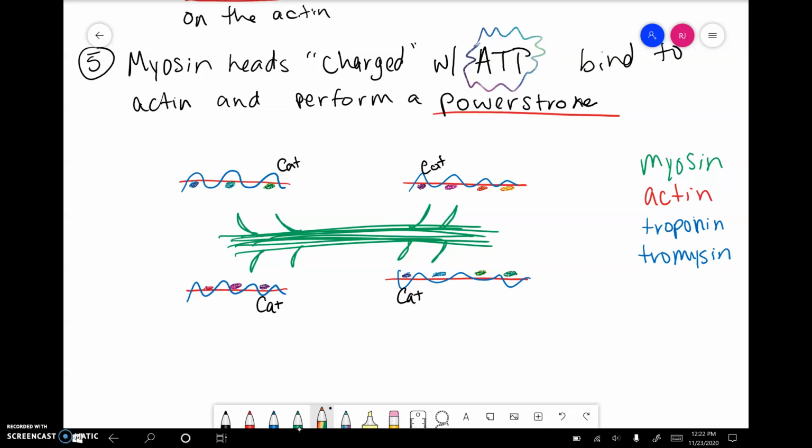So we have all those binding sites, and we're going to see that ATP is going to come in and bind to our myosin heads. Our myosin heads are going to connect to our binding sites, and these binding sites are going to perform that power stroke, pulling those two actin molecules closer together, decreasing the length between them, which is ultimately going to contract the muscle.